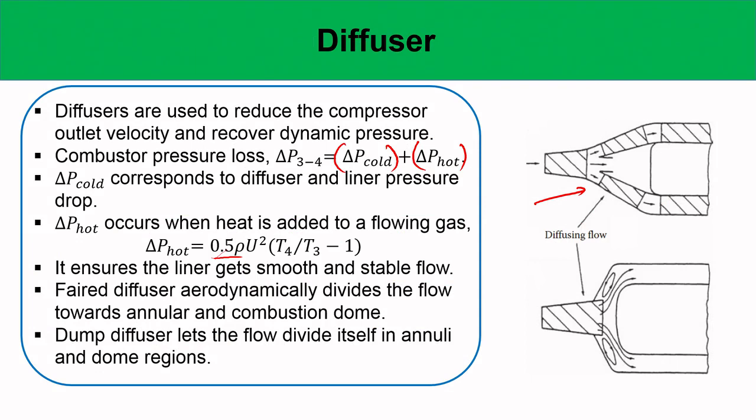And you see there are two diffusers, this aerodynamic diffuser and the dump diffuser, and the dump diffuser lets the flow divide itself into the annular and the dome region. This dump diffuser essentially creates a sudden expansion, as you see here, and of course in the dump diffuser your velocity reduction will be much more than in the aerodynamic diffuser. So depending on the situation, one can use a dump diffuser or an aerodynamic diffuser. Both variants are actually seen in modern engines.